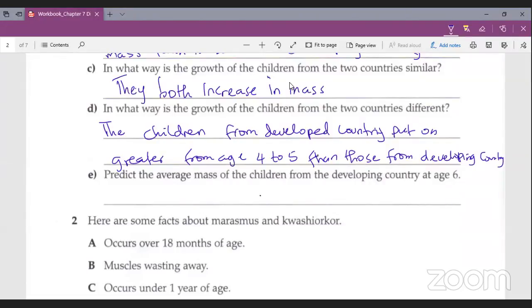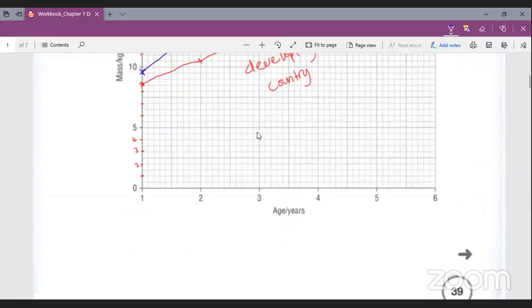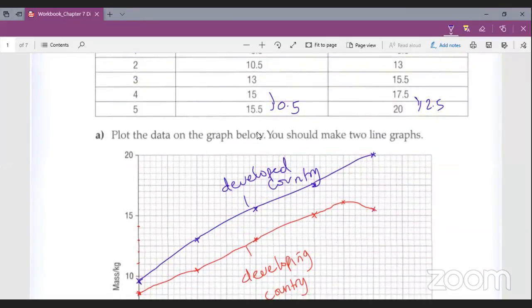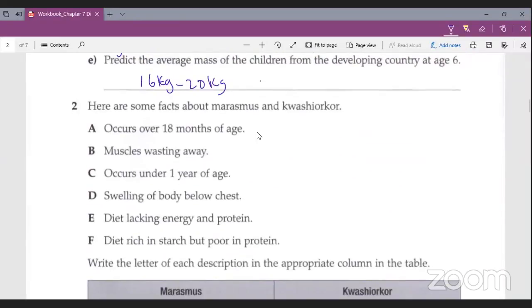Now E says predict the average mass of children from the developing country at age 6. If you know what the answer is, type it in the chat room. It should be around 18 to 20. Thank you very much for the good guess. It should be around 16 kilograms to 20 kilograms. The reason being that if you look at the graph properly, when the kids have reached age 4, there is a very slow increase. You can see the increase here is only 0.5, and the increase here is only 2.5. So as they continue to become bigger, they drop a little bit. So it's going to be around 16.